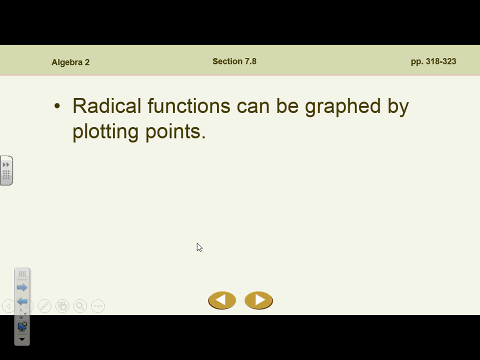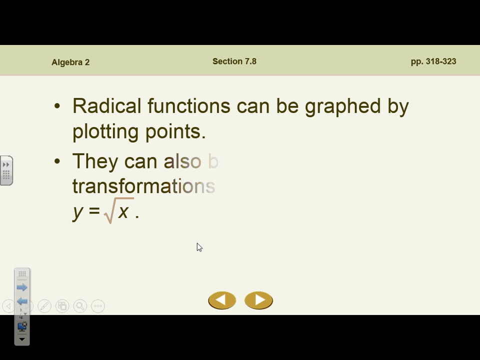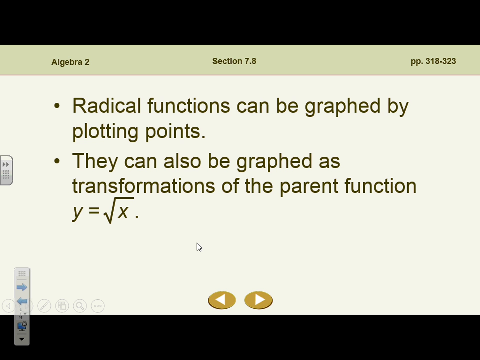All right, so radical functions can be graphed. I'm just making a t-chart. You guys know this, right? And if I took away your calculator, that's the way you would do it. Okay. They can also be graphed as transformations.